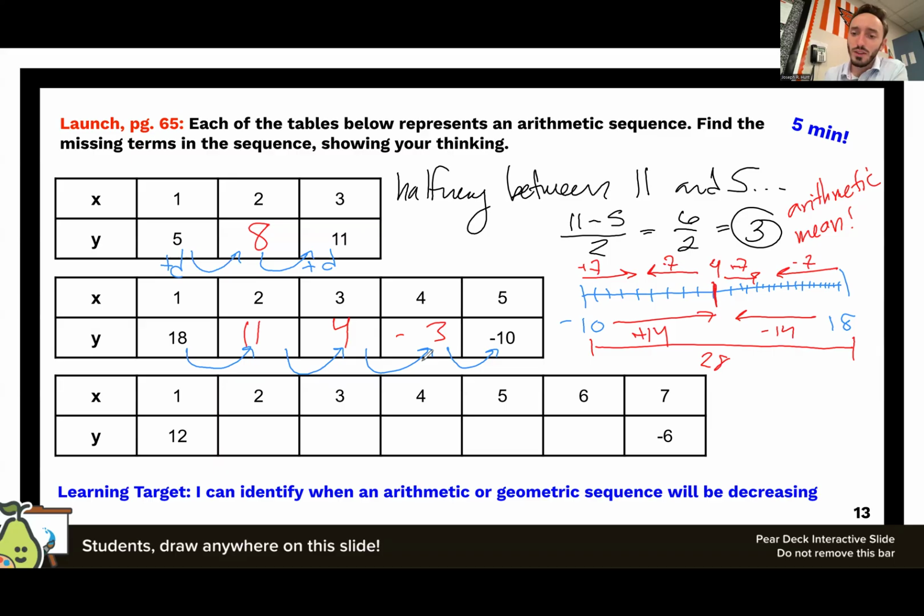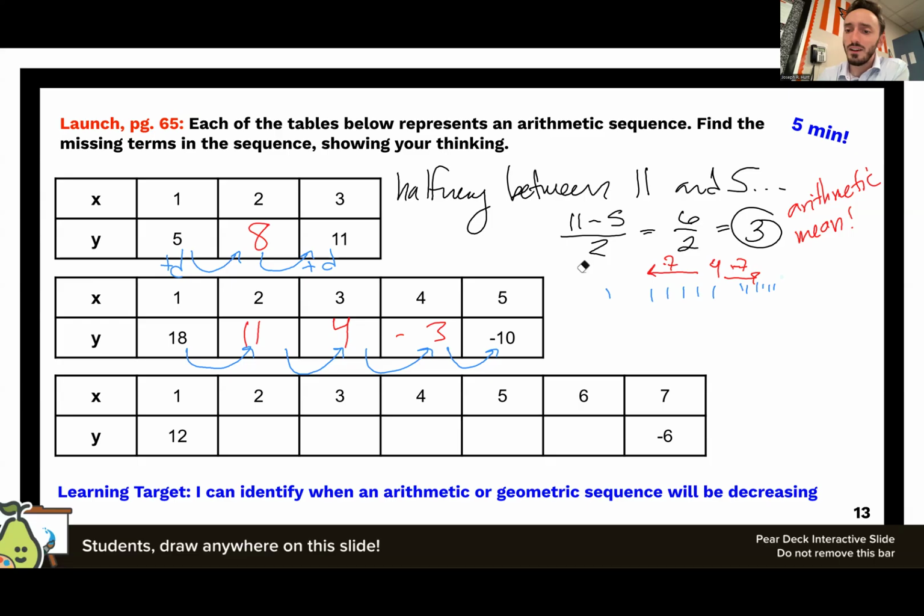So that must mean for this particular sequence, my common difference was negative 7. I was subtracting 7 every single time. Now, that's a strategy where we're using that arithmetic mean to figure it out. That doesn't necessarily mean that that was the only way that we could have done it.